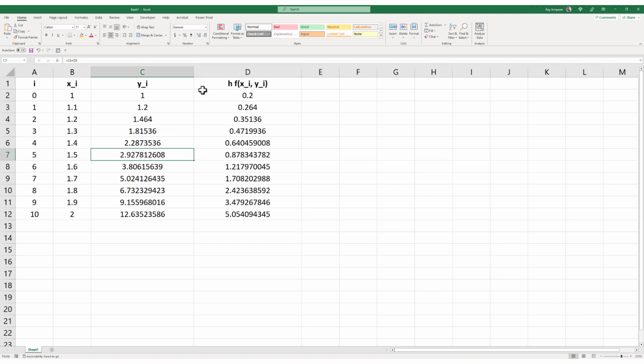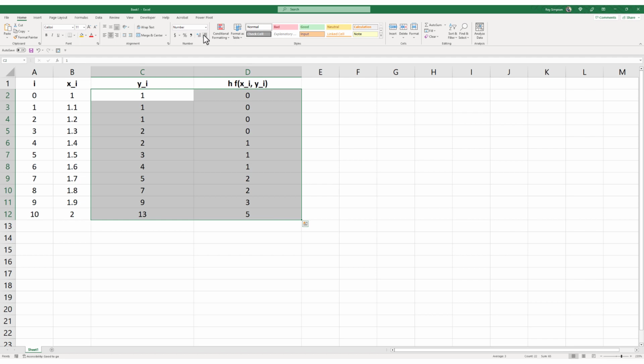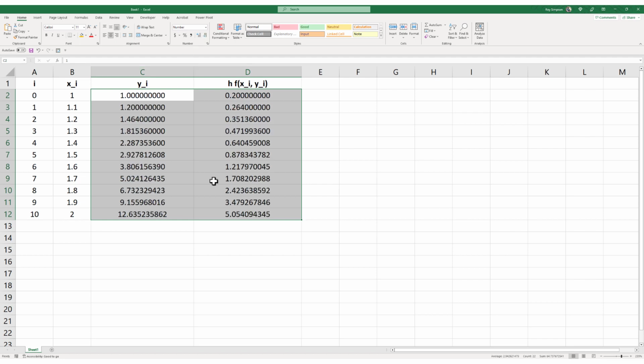Another thing I might want to do is, just for my purposes, display as many digits as I can. To do that, I'm going to start with no decimal places and then increase it till I get to 9, just so I can see 9 decimal places of accuracy throughout. That's just a personal preference, no biggie.